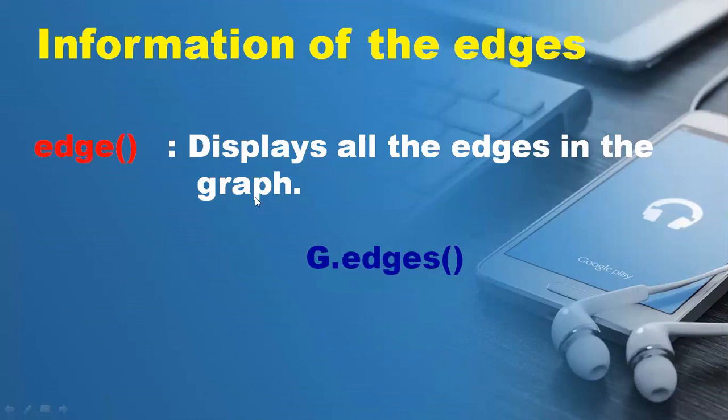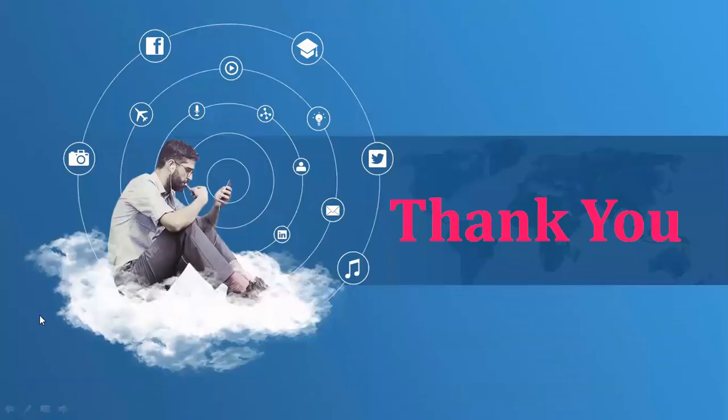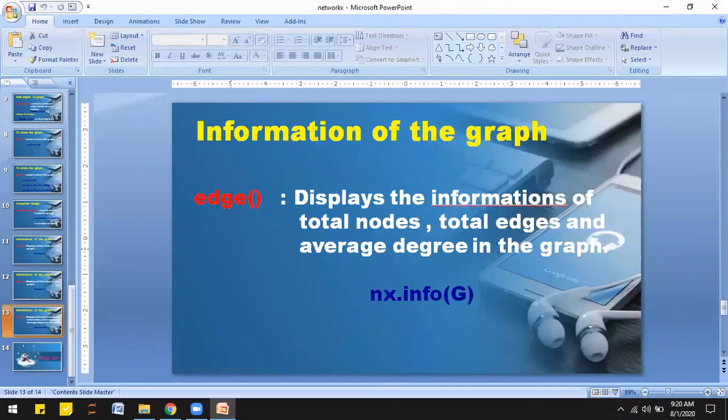And then we have another function, edges. Again, when used with g dot edges, basically the graph that we want to see, if we write this, then we can see the edges available in the graph. And then here, let me correct it. This is info.